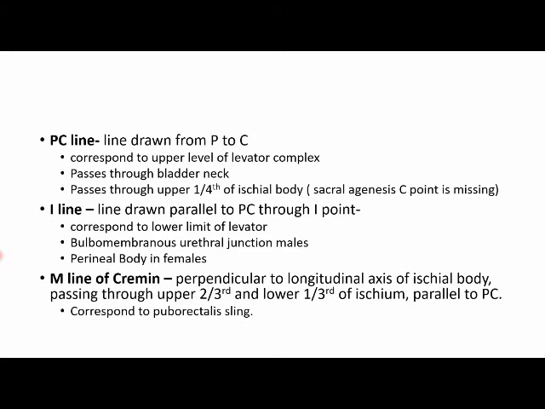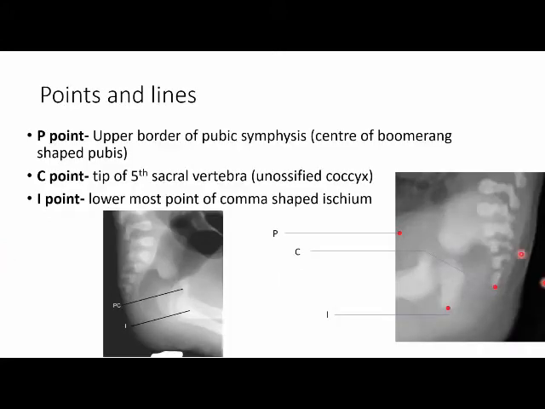Another doubt which comes here is how to draw the PC line when there is sacral agenesis. In that case, you will have the P point, but you will not be able to take the C point. In that case, you can start a line from the P point, and the line should be drawn through a point which is at the junction of the upper 1/4 and lower 3/4 of the ischial bone. With that, you can draw the PC line in a case of sacral agenesis.